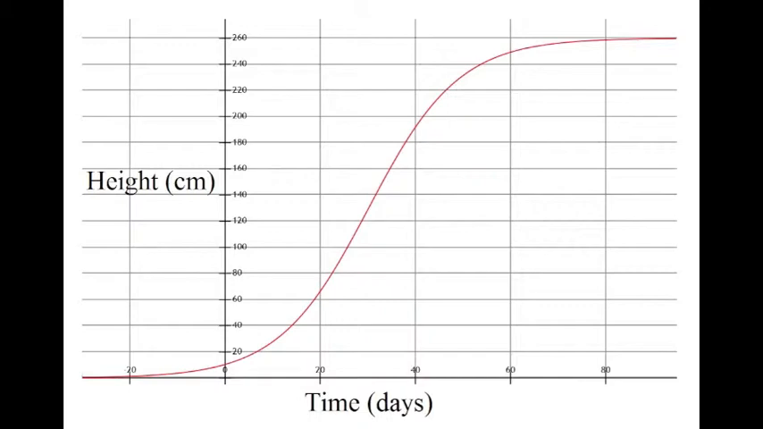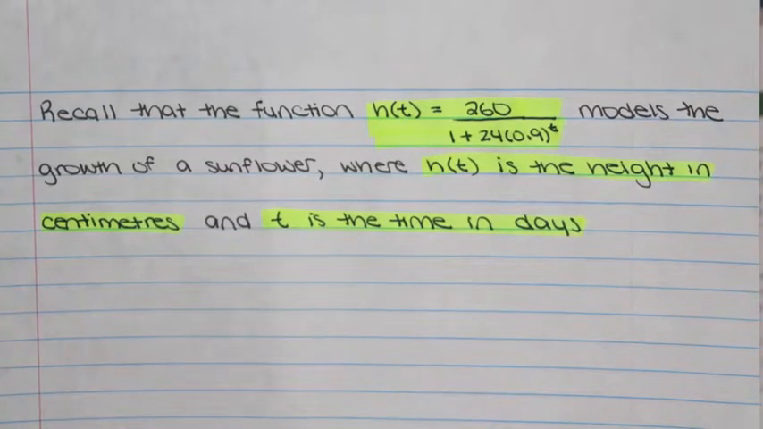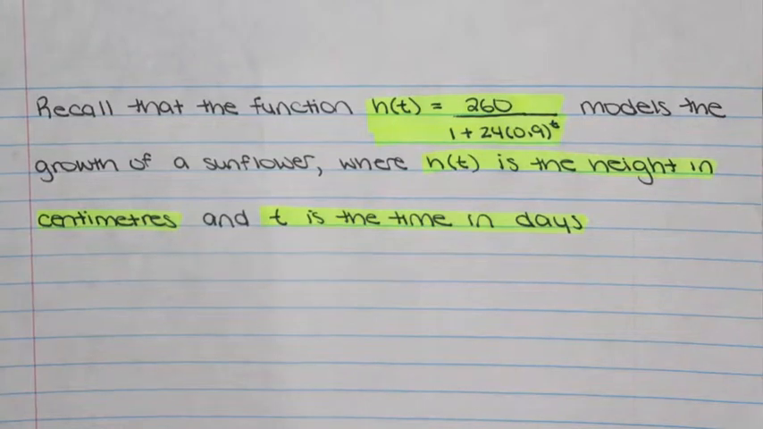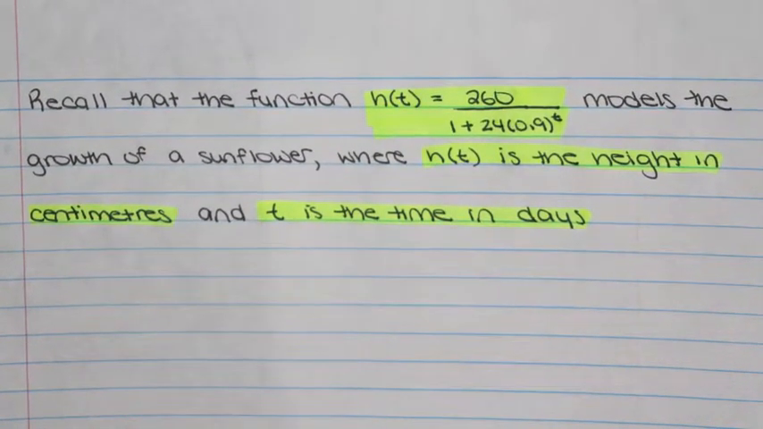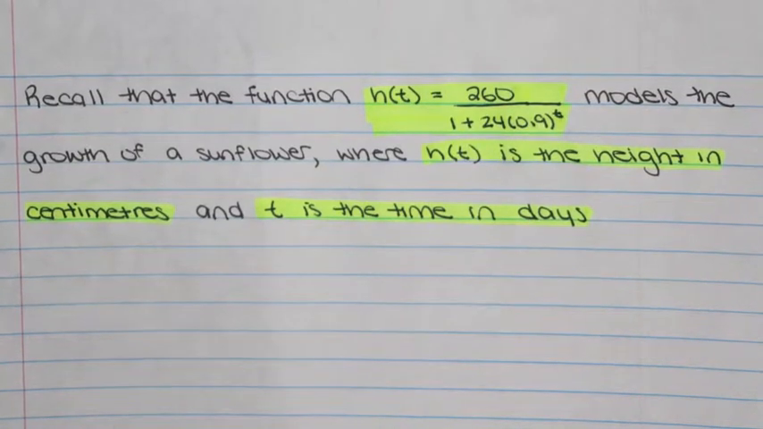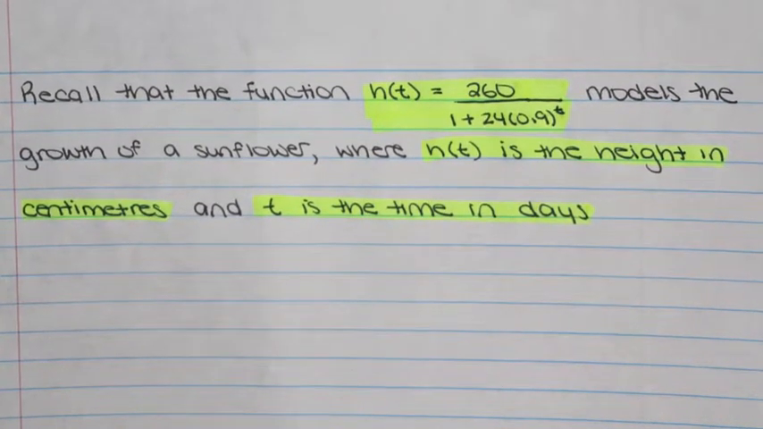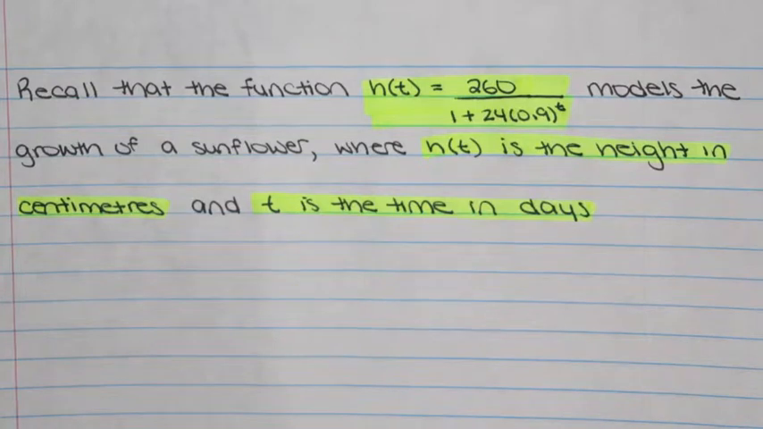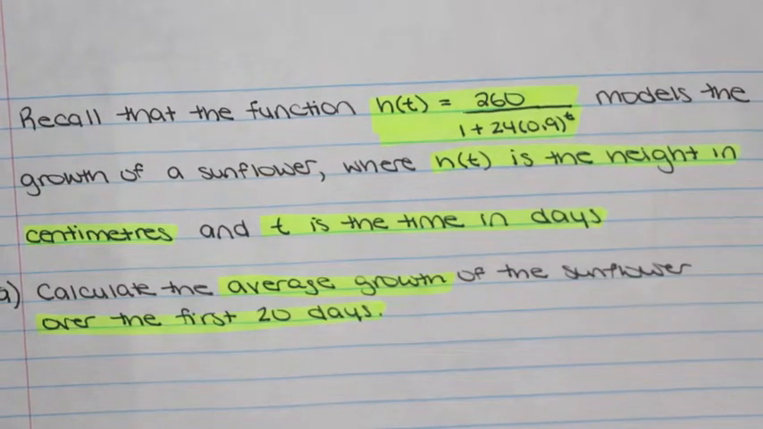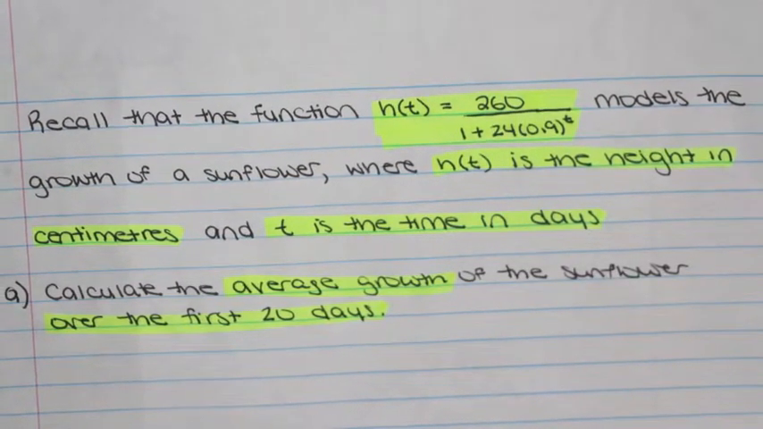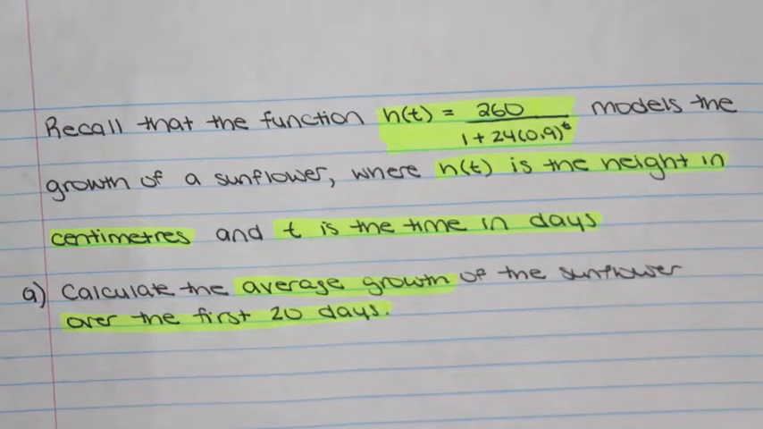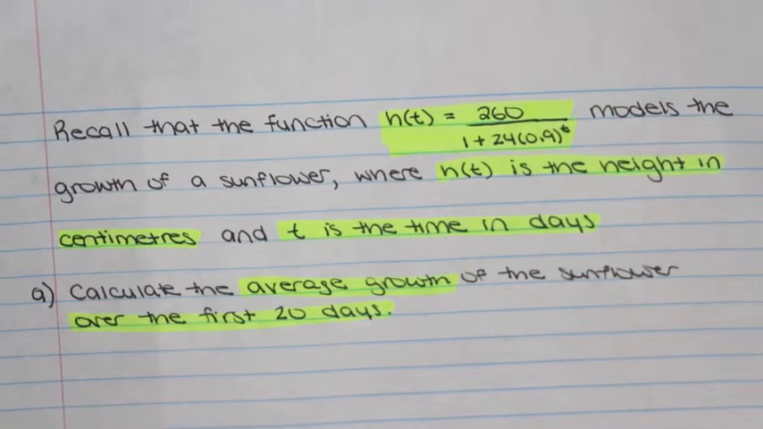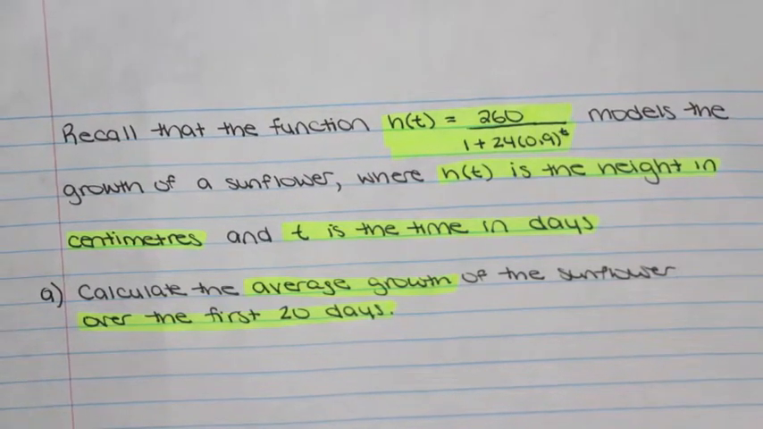I will reread it to you. Recall that the function h of t equals 260 over 1 plus 24 times 0.9 to the power of t models the growth of a sunflower, where h of t is the height in centimeters and t is the time in days. From this section of the question, it is important to make note of the key components: the equation of the function, the fact that h of t is the height of the sunflower in centimeters, and that t is the time in days.